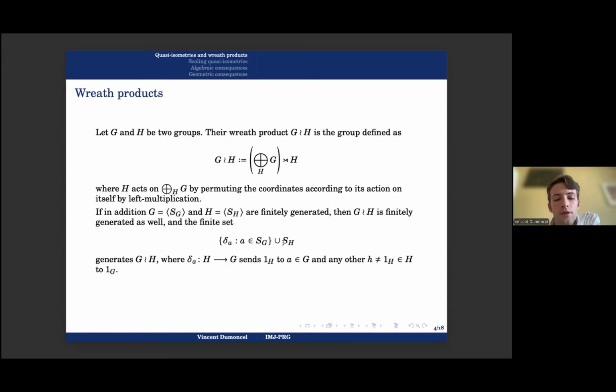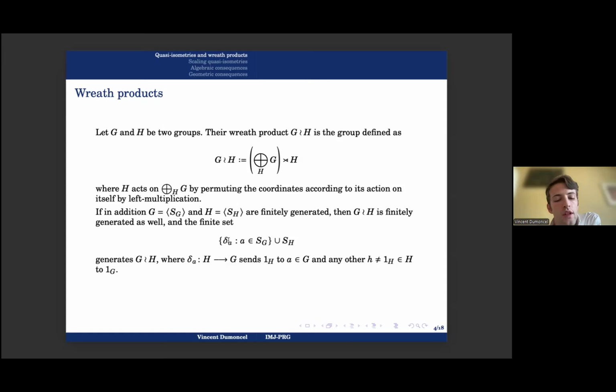The second part is the easiest one. It is just a copy of the generating set of H, because the law of the semi-direct product in the second component is just the law of H. So here you do nothing special. You can just take S_H and you are good to generate the second factor in the wreath product. And for the first factor, you can check that it is enough to take this function delta_A.